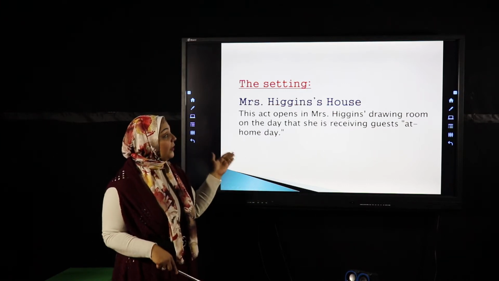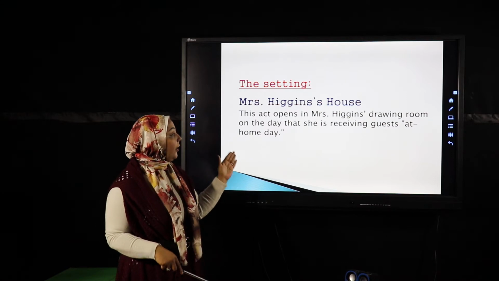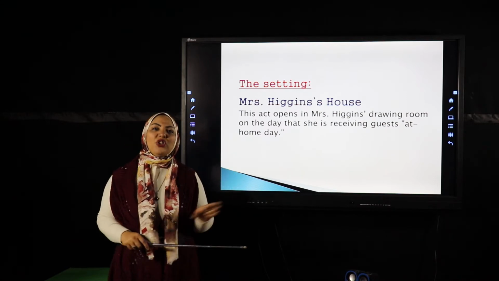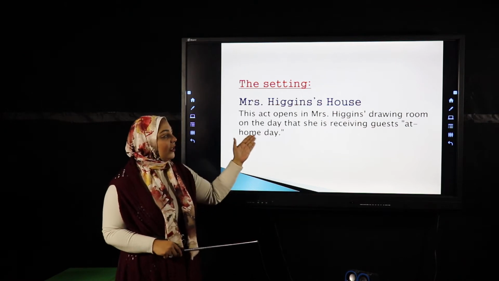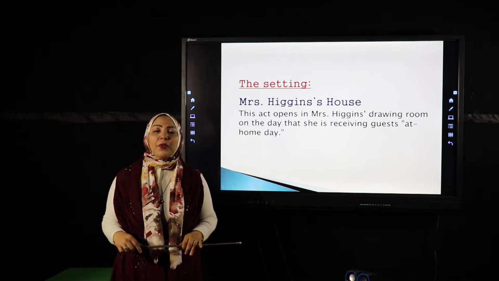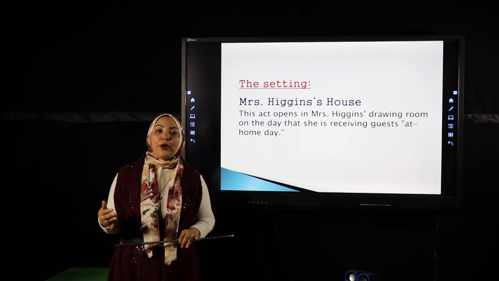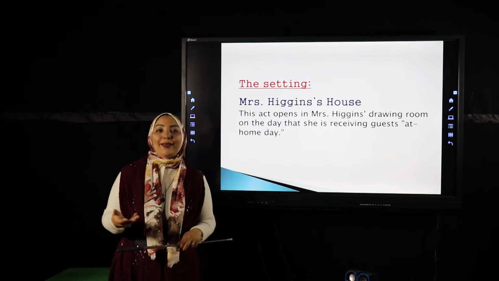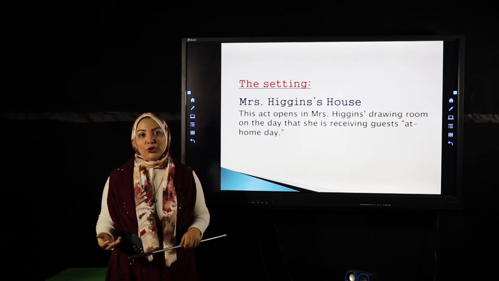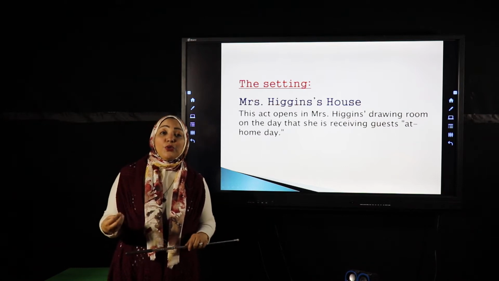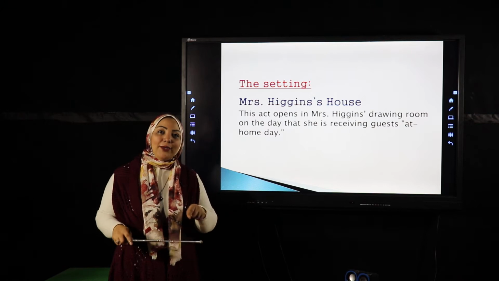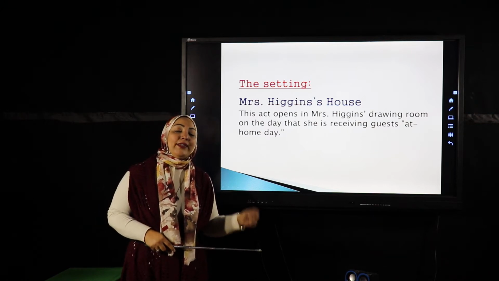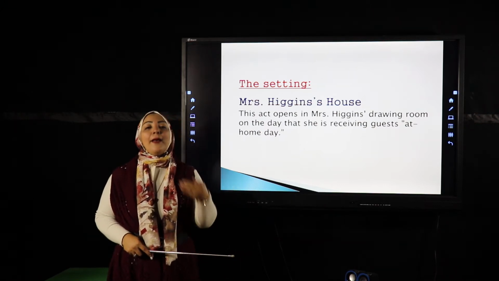He decided to visit her on her at-home day. What do we call by at-home day? It's the day when she receives her guests. Actually, Mrs. Higgins, the mother, does not welcome the coming of her son so much because she usually complains about his manners. Again, you see, whenever someone deals with Professor Higgins, he complains about his manners.